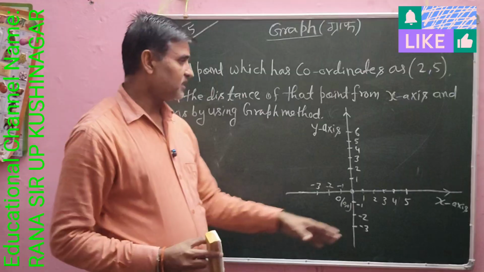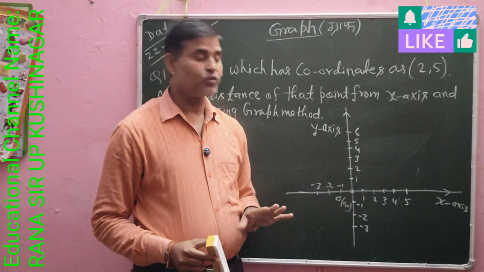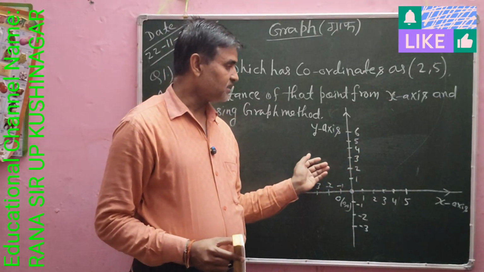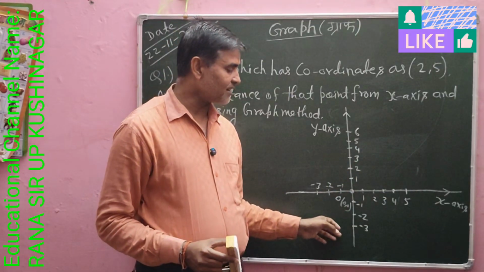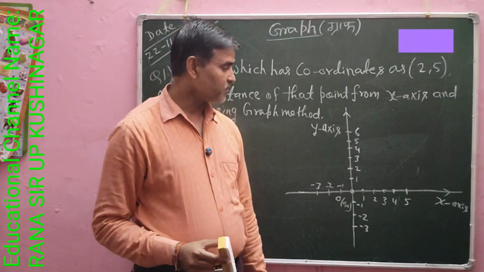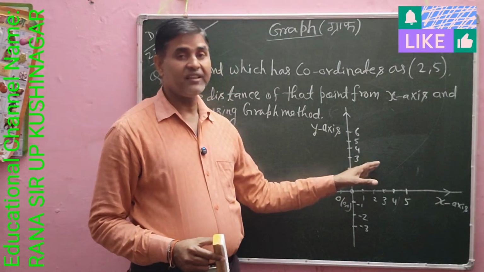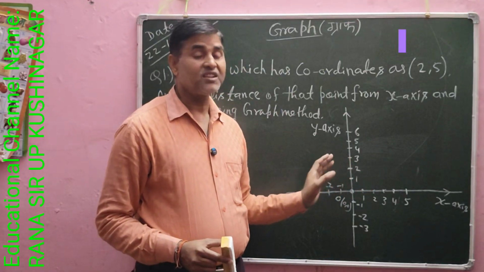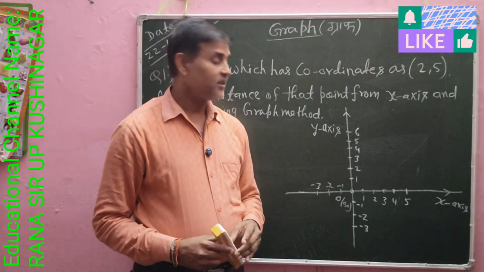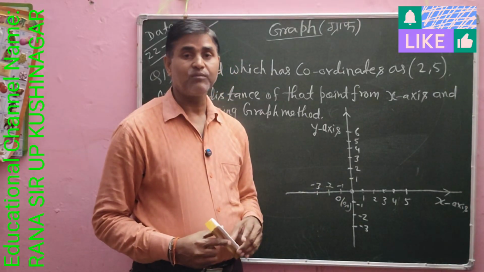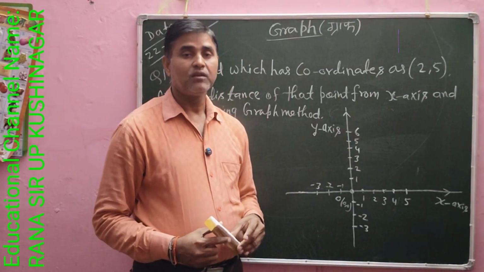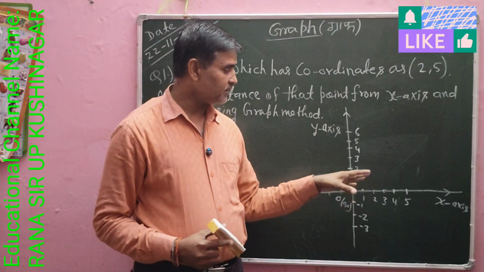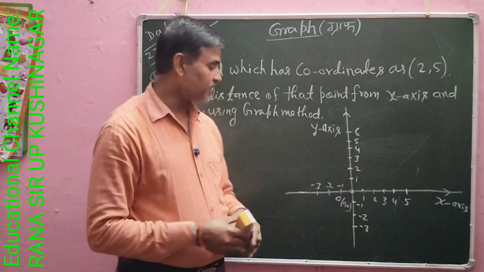Okay, now this xy plane I have divided into four parts: 1, 2, 3 and 4. This is the first quadrant, this is the second quadrant, this is the third quadrant and this is the fourth quadrant. Already in the previous video I have discussed its concept in detail. So students who do not know about it, look at that video properly and you will get a good concept related to graph.